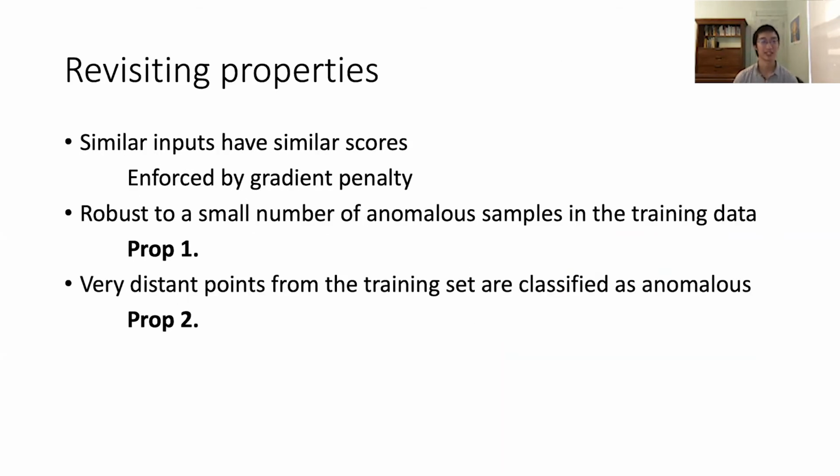And so just revisiting these original properties, we're looking for similar inputs that have similar scores. And this is using a Lipschitz property enforced by a gradient penalty so that the function is 1-Lipschitz, and we're looking for only scoring functions that are smooth. And then to be robust to a small number of anomalous samples in the training data, we showed that adding a few does not change the optimal f value very much. And finally, for very distant points from the training data, we classify them as anomalous. This is assured in ours and not in autoencoders.